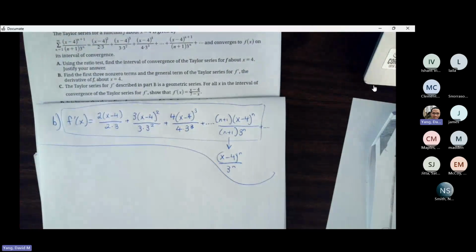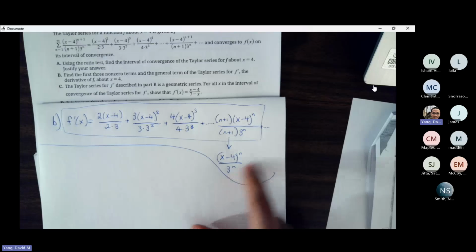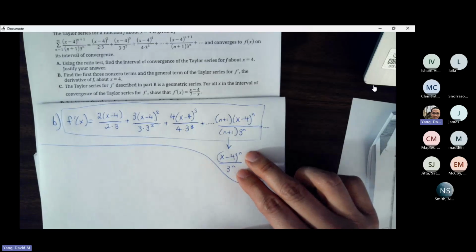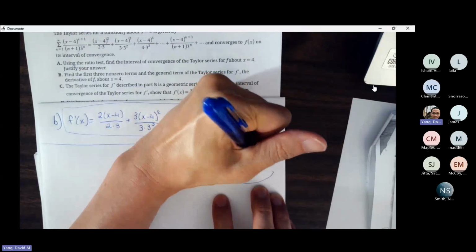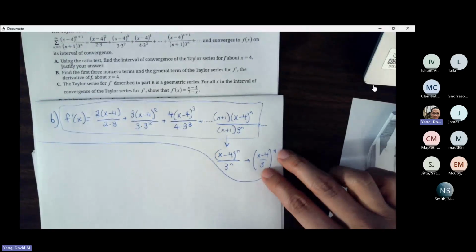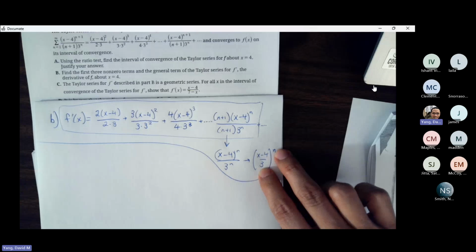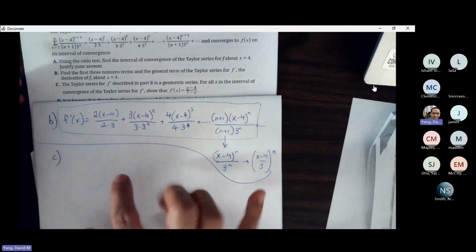So now part C: the Taylor series for f prime described in part B as a geometric series. For all x in the interval, show that f prime is equal to x minus 4 over 7 minus x. So they're connecting this with geometric series. If you look at the general term here, the cleanup version reminds you of a geometric series, because we can think of this as x minus 4 over 3 raised to the nth. So this is my common ratio raised to the nth.